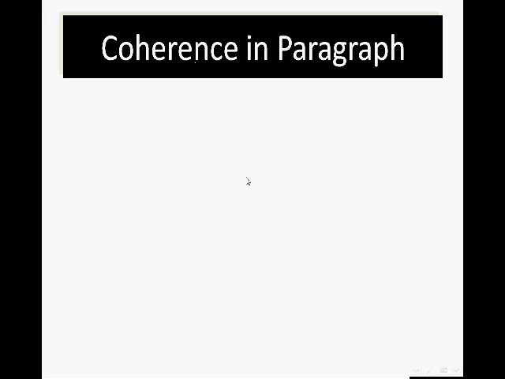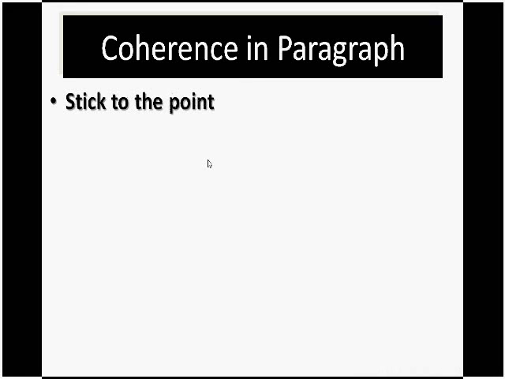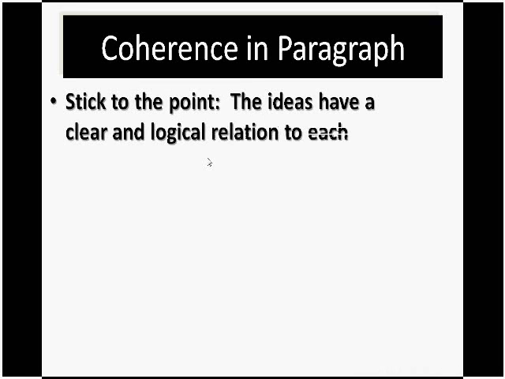Then we look at coherence in a paragraph. When we say coherence, it means that all the sentences, all the paragraph is like one unit. There is unity. First, you stick to the point. The ideas have a clear and logical relation to each other. So as we said, coherence is how the paragraph is dealt with as one unit, which is to try first to stick to the point. All the ideas are clear, and there is a logical relation between them, okay.